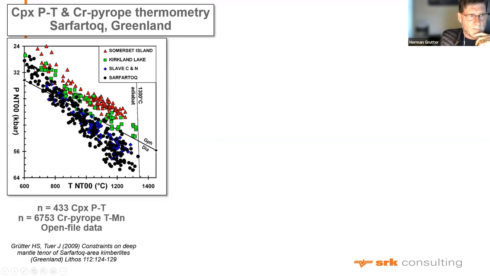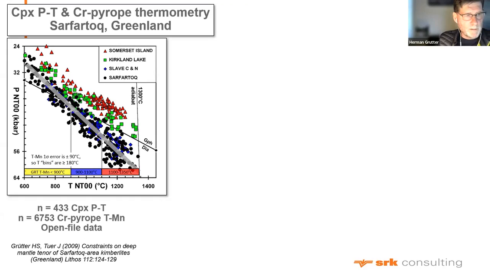The results from the Sarfartoq area in Greenland, which are about 550 million year old kimberlites, mostly dikes, constrain a geotherm that is marginally colder than the Slave. You can see it interpreted in gray over there. It extends up to the adiabat and not beyond.